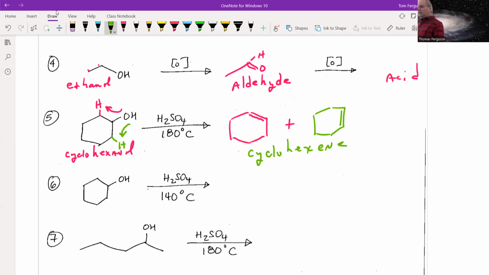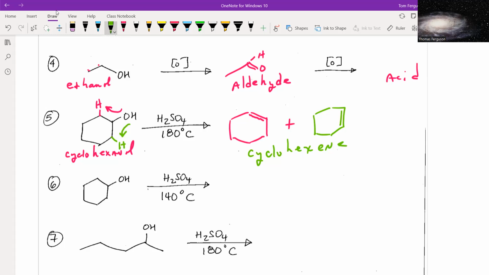So they're both cyclohexene. Now, if we lower the temperature from 180 to 140, then we create an ether instead. It requires lots of energy to get it to that alkene because alkenes are less stable than alcohols. So when we go from stable to unstable, we've got to put a lot of energy into that system. Otherwise, it won't happen.